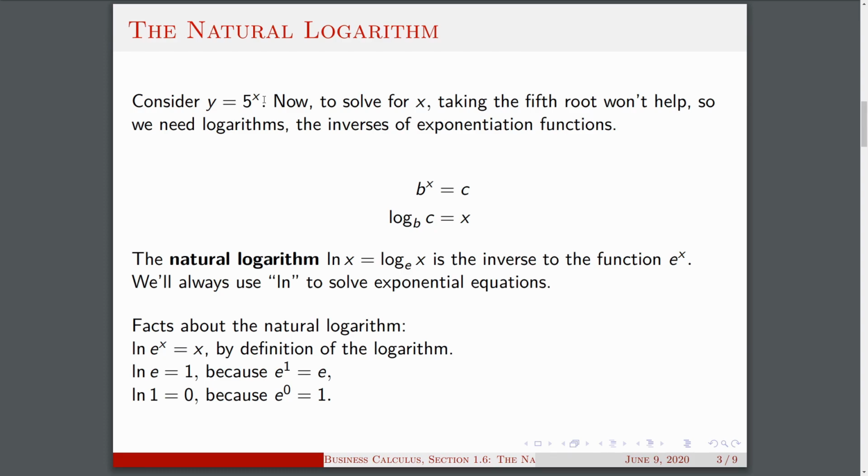All right, so what we need are logarithms. That's the whole point of logarithms. If you never knew the reason for logarithms before, the reason we need logarithms is to solve equations where the variable is the exponent.